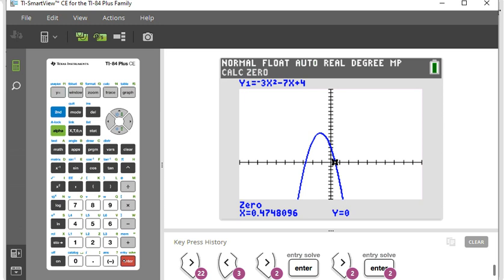So does that make sense? If I just move my cursor out of the way, we can see 0.470 is about where that is. So we're okay. So there we go. I'm not going to worry about another example with just the x-intercepts.